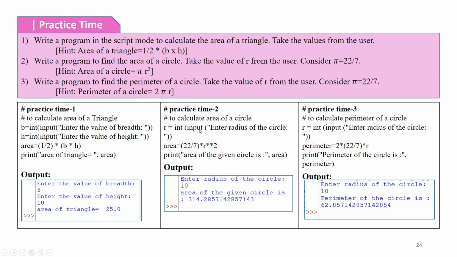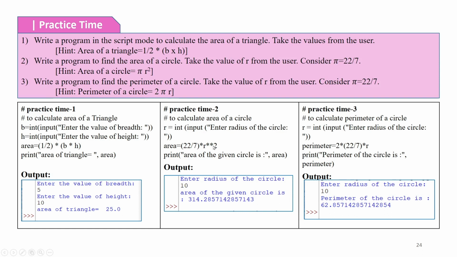Second practice time question is solved here. Area of the circle. So R will be for accepting the radius. Whatever value you are inputting will go into the variable R, and it will calculate area as pi r square. Pi means 22 by 7 multiplied by r raised to the power 2. So when you write exponential values, you put 2 asterisk signs over here.